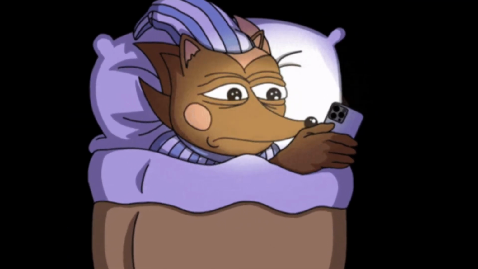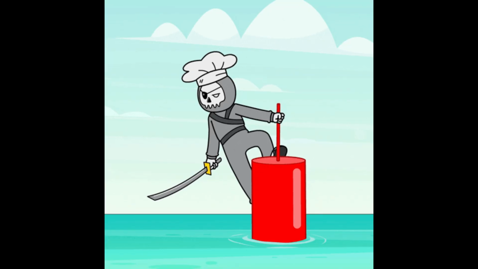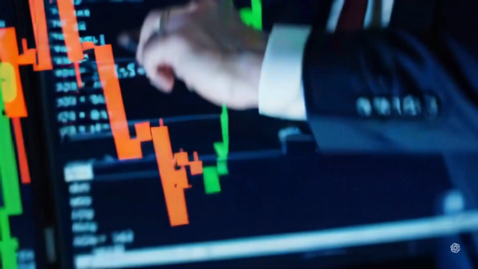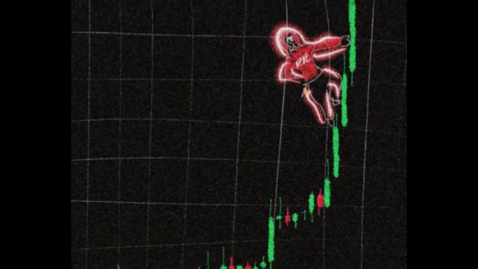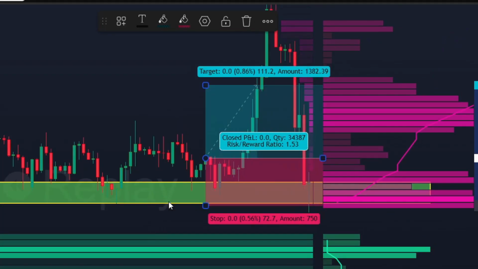Most traders lose money, not because they don't know where the market is going, but because they don't know where the liquidity is sitting. Price doesn't just move randomly, it moves to hunt orders, sweep liquidity, and then either reverse or continue. And the truth is, if you can see those liquidity pockets ahead of time, you can plan your trades much better. That's exactly what this indicator does.